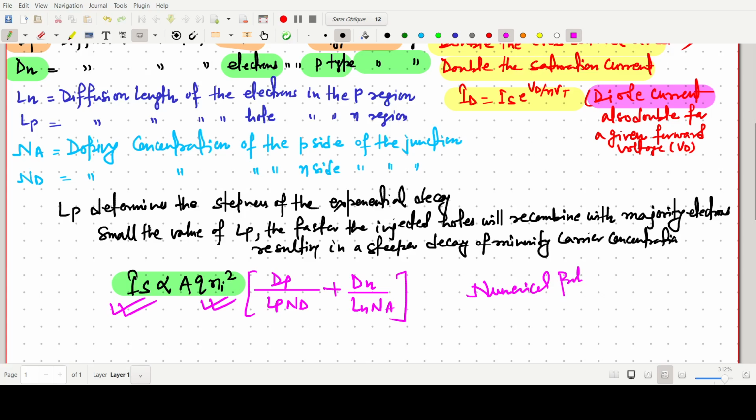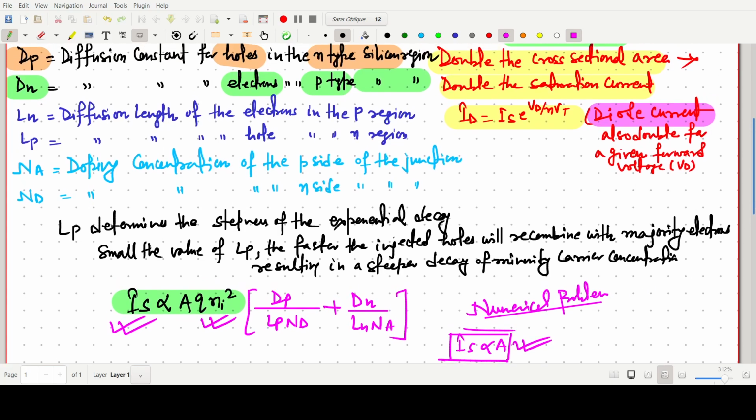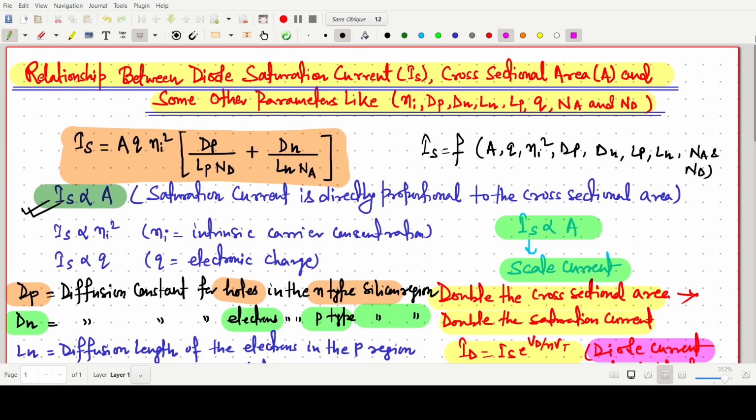I have made a video on a solved numerical problem based on Is being proportional to area. I will put it in the description box; you can go through that numerical and then the concept will be clearer. So saturation current is proportional to the area. If the cross sectional area is 10 times the original one, the saturation current is also 10 times, and the corresponding diode current is also 10 times.